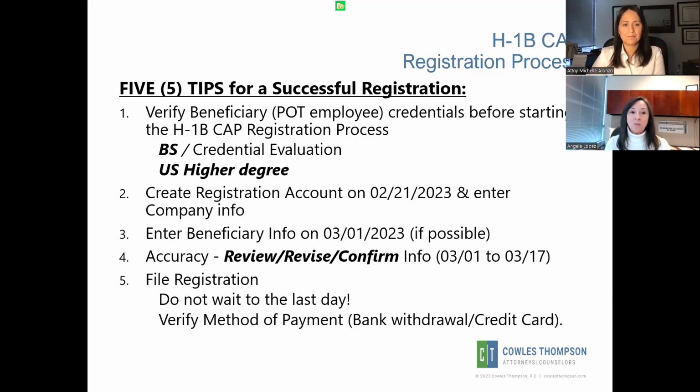And file the registration. Do not wait until the last day. Obviously, there are instances where you can't file as early as possible in the process. Well, you file it when you file it, but if possible, do not wait until the last 2 days or the last day. There might be glitches in the program. You might not be able to file your petition on time because the system got so busy that it might have frozen. So be careful there. Try to file it as soon as possible. And verify the method of payment. Michelle already talked about that, and we can't emphasize that enough.